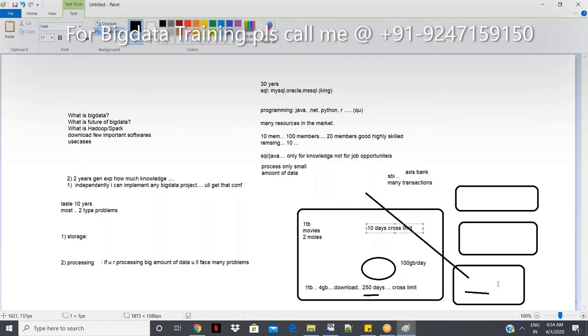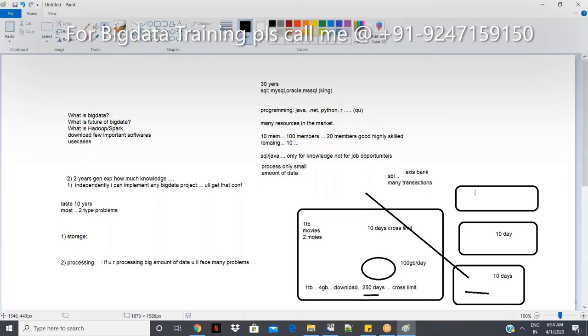Okay, then what are you doing? The remaining data you store in one more external hard drive. Another 10 days, it also crosses this limitation. Like this, how many external hard drives can you maintain? Okay, your example is maintained like this.